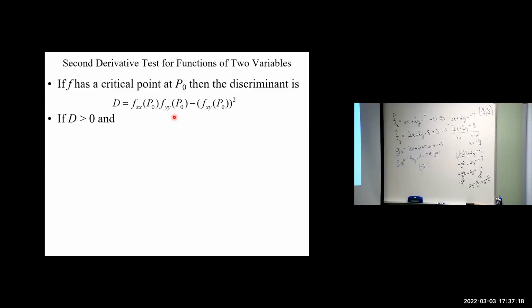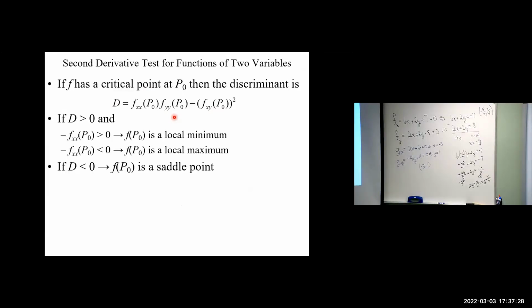So if the discriminant is positive and f sub xx, which was our A, is also positive, we have a min. If f sub xx is negative, we have a max. And if the discriminant is negative, we have a saddle point. Finally, if the discriminant is 0, we do end up with our no conclusion case.